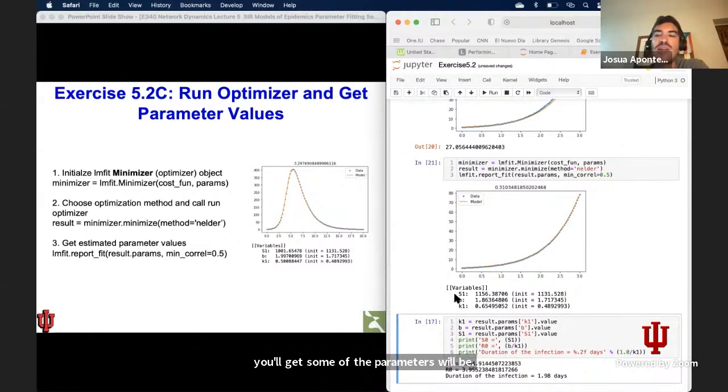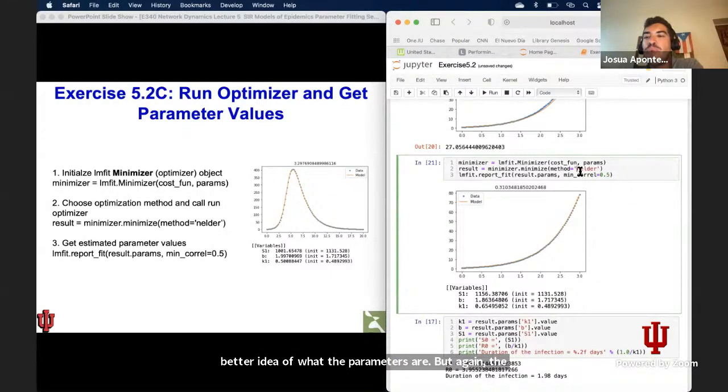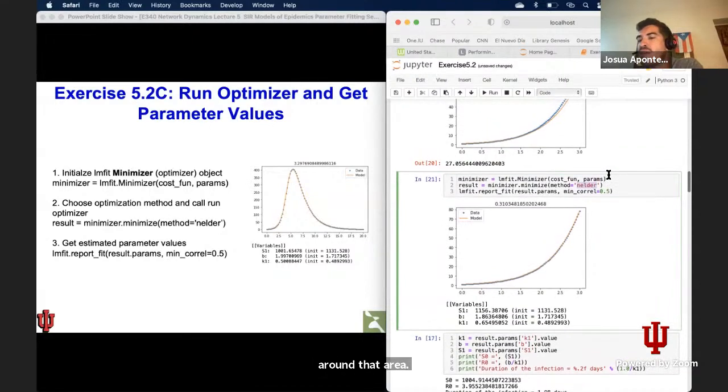And if you actually have that tail part of the curve, your optimizer will have a better idea of what the parameters are. But again, the thing here was that we started with a pretty good guess of what the parameter values are, and we're asking the optimizer to do a local search around that area. And when we do that, the optimizer is always going to find a solution.